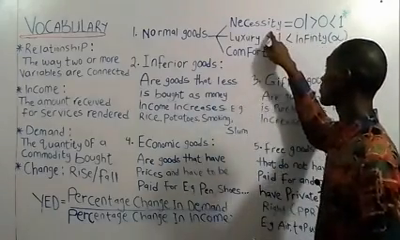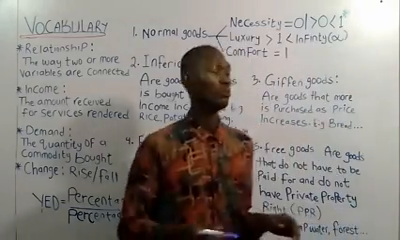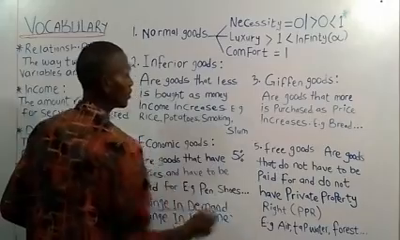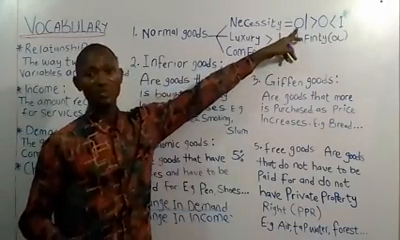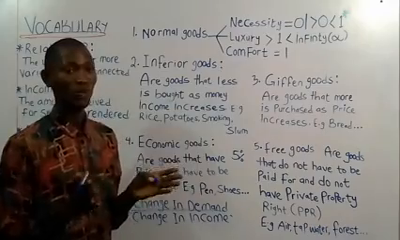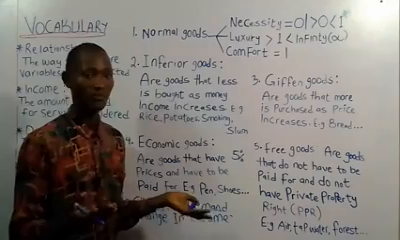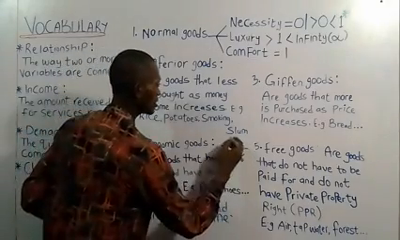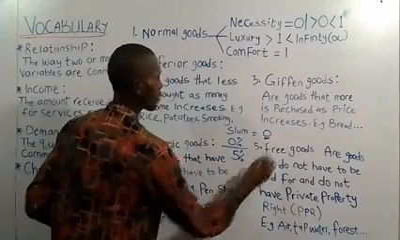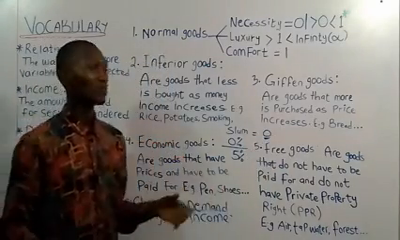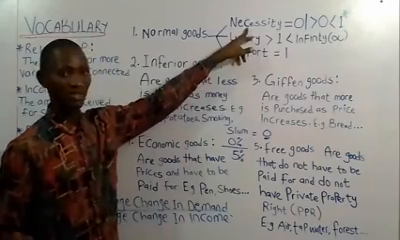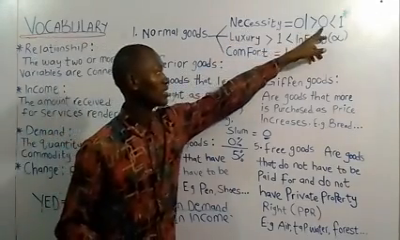So with respect to necessity goods, let's assume that a 5% change in income will lead to no change in the demand for necessity goods. I explained that the demand for necessity goods remains unchanged, irrespective of change in the level of income. So 0%, and 0 divided by 5, you have 0. So with respect to income elasticity of demand, any good that has 0 as coefficient is a necessity good.